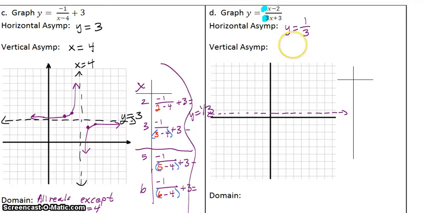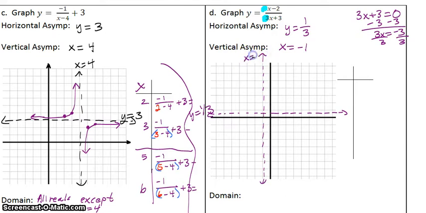Alright, my vertical asymptote is whatever value makes it 0 on bottom. So I can take that and set it equal to 0 and solve it if I need to. Subtract 3 from both sides. Divide by 3. Okay, x is -1. So that means that my vertical asymptote is at -1. I'm drawing that in. There we go.